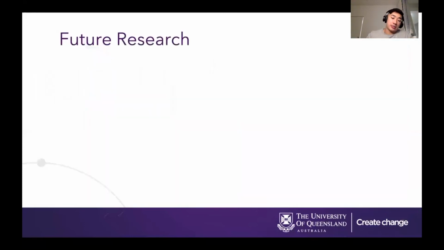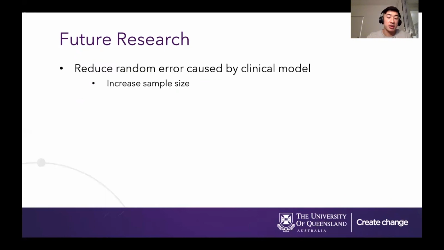To conclude this presentation and to look into further research onto how MTA's penetration is affected, we need to repeat this experiment with a larger sample size to try to reduce the random error resulting from clinical study models. This is to improve our study and make the results more robust.